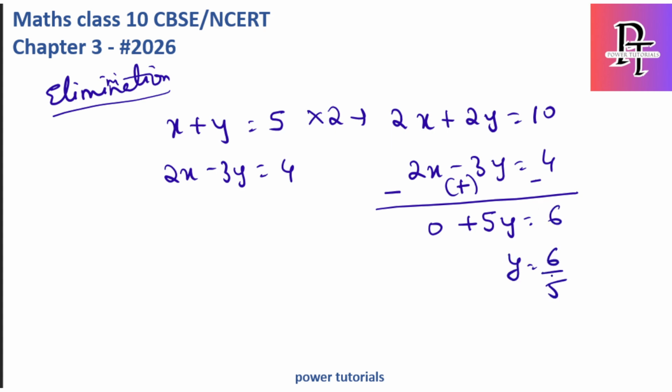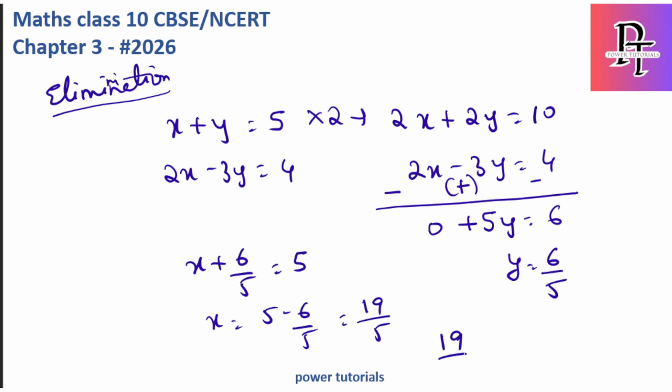Okay, substitute in the first equation. x plus 6 by 5 is equal to 5. So x is equal to 5 minus 6 by 5, which is 25 minus 6, 25 minus 6 is 19. I got the x value as 19 by 5. So the final solution is 19 by 5 comma 6 by 5.